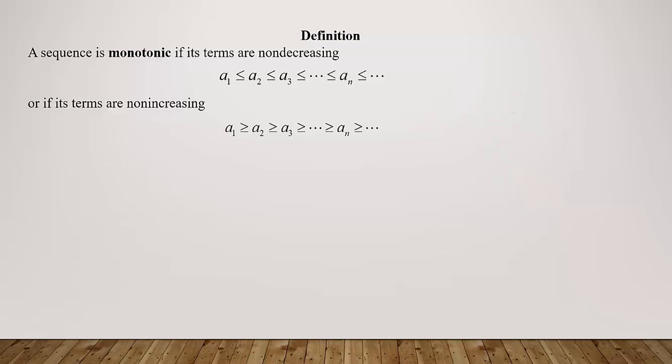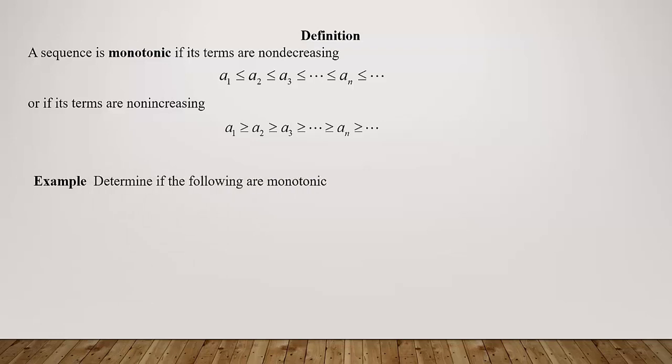These are all greater than or equal to's. So a sub 1 is greater than or equal to a sub 2, which is greater than or equal to a sub 3, which is greater than or equal to yada, yada, yada, greater than or equal to a sub n, greater than or equal to yada, yada, yada. So that's what it means for something to be monotonic. You're non-decreasing or you're non-increasing.